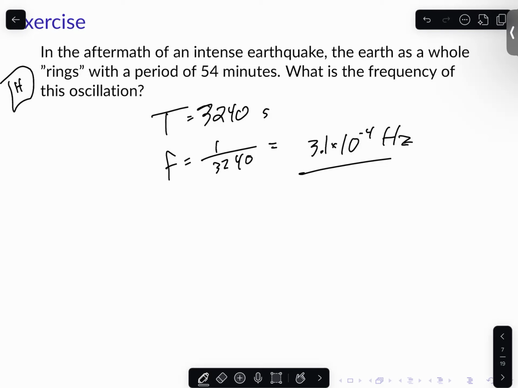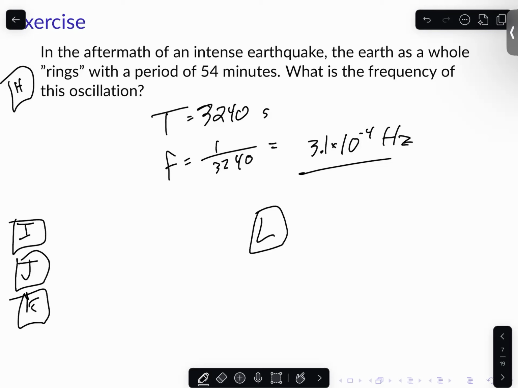Okay, real fast. Let's go through some beginning of semester review. I, J, K, L, M. What is 20 parallel plus 30? I got a 20 ohm and a 30 ohm resistor. Add them in parallel. What's their total?